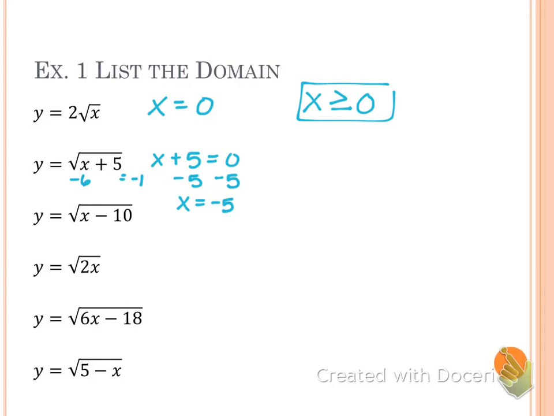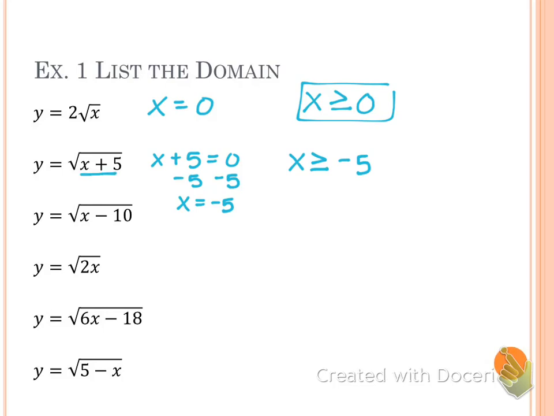Could I have a negative number under the square root sign? No. So that's how that equation works. So I know my domain is going to be x has to be greater than or equal to -5. So wait a second, I thought we couldn't have a negative number. What is underneath the radical?